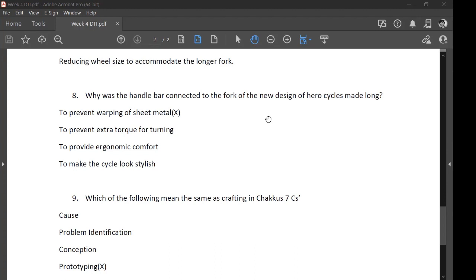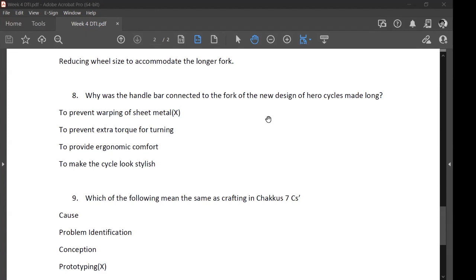Or maybe not while using the cycle per se, but what I mean to say is, over a period of time, as the user keeps using the cycle, you want to make sure that the metal is not warping. Now, if you make the body of the cycle with sheet metal, and that sheet metal starts to warp, you can understand that that will automatically make the cycle less stable and hence less safe.